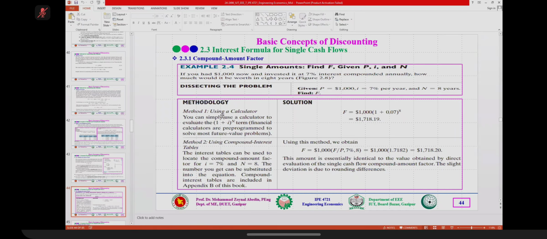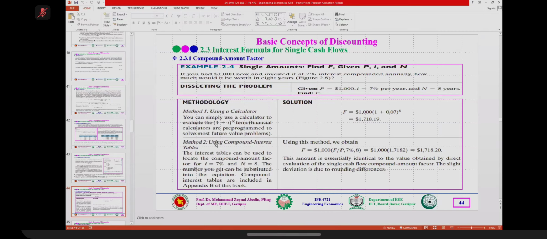Methodology, we have some different methodology. Method 1, using a calculator, is very simple. You can use the calculator and do it, no problem. The answer will be okay, you will get the marks. So you can simply use a calculator to evaluate the 1 plus I to the power capital N term, and financial calculators are pre-programmed to solve most future value problems. So if you have a financial calculator, you can do it by pressing the values P, I, and N, then you will get the future value.